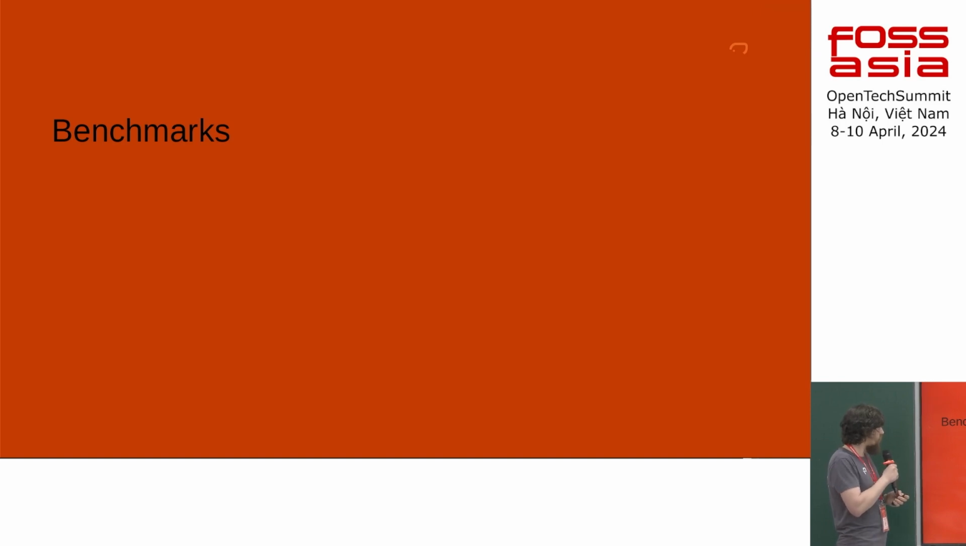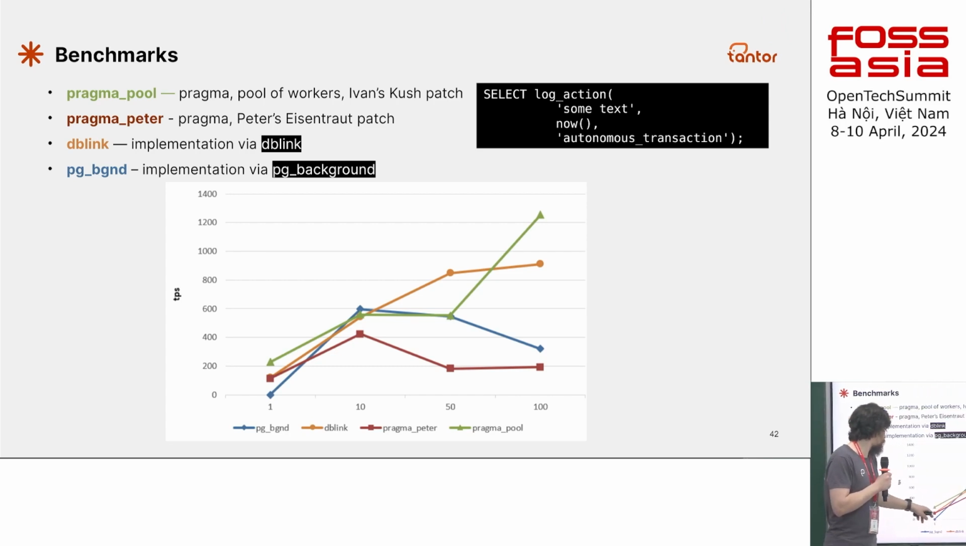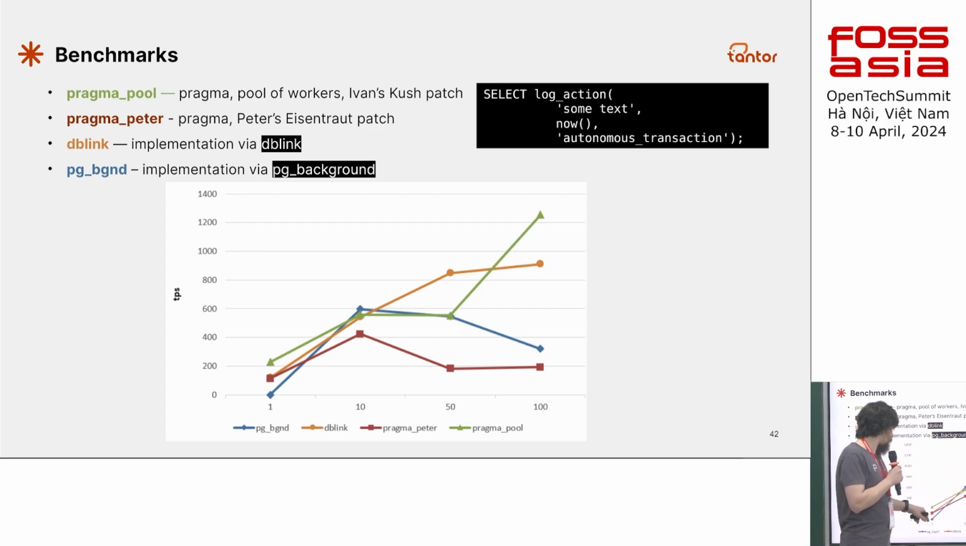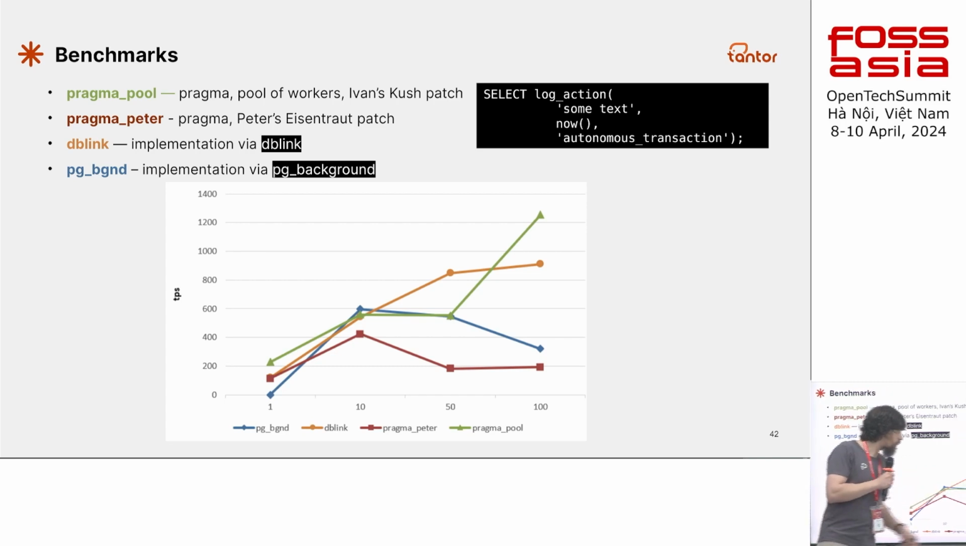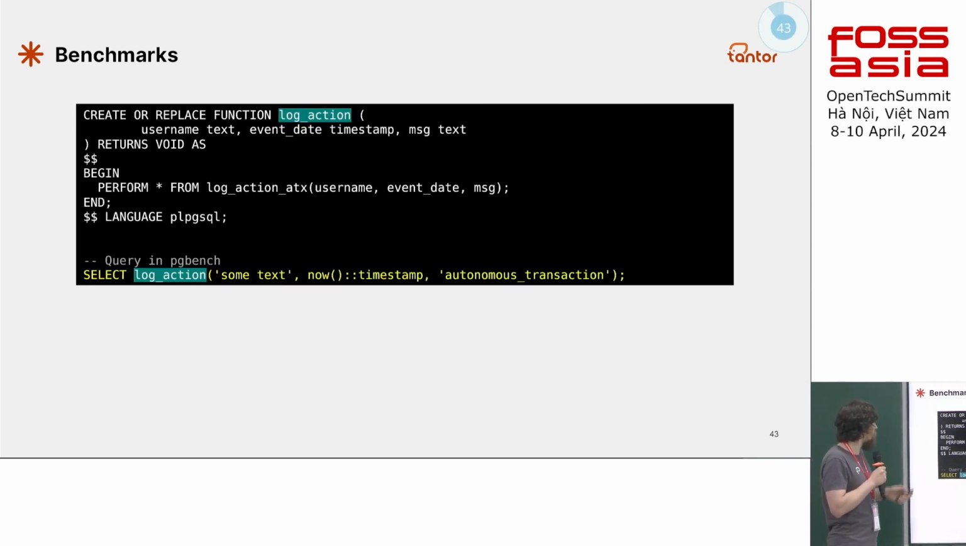So, some benchmarks. We have a dblink implementation and a pg_background implementation. Also, we have Pragma autonomous transaction with a pool of workers, and Pragma Peter means without a pool of workers. As we can see, with more connections we have more TPS using the pool. So a pool is a cool thing. Here's the code for the benchmark. I think it's not interesting for now.